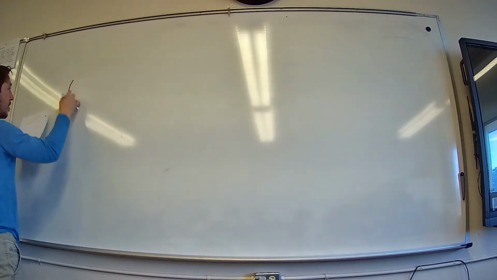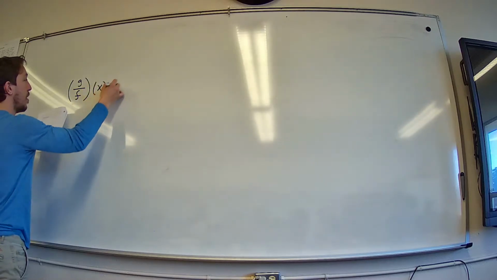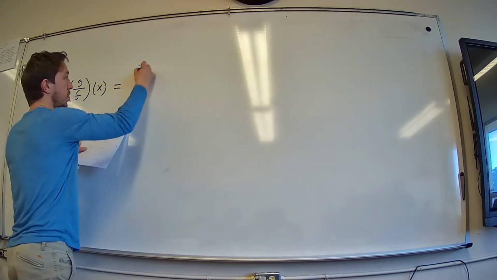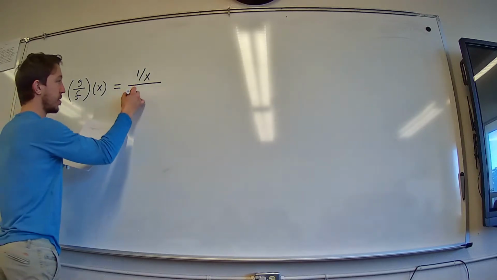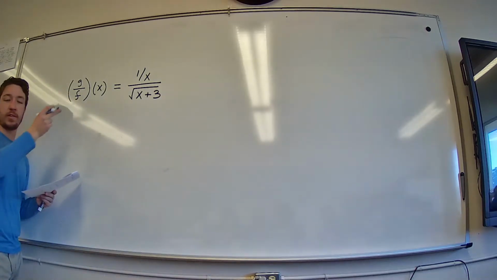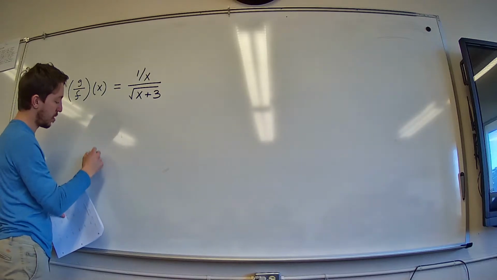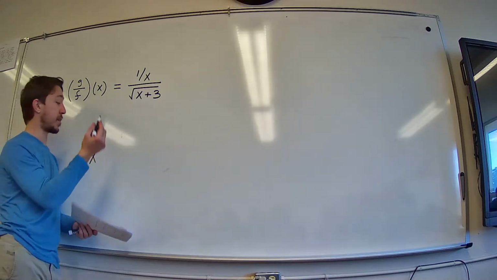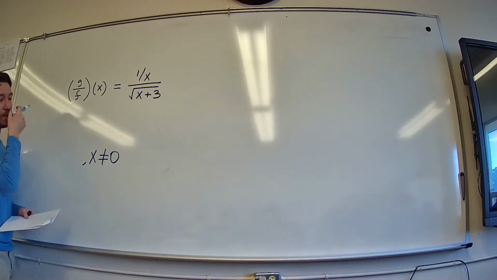So f is g over f of x. Okay, so g of x is 1 over x, and f of x is the square root of x plus 3. Let's write our domain right now. What's one restriction? x can't be 0. That's true. It must be negative, can't be less than -3.